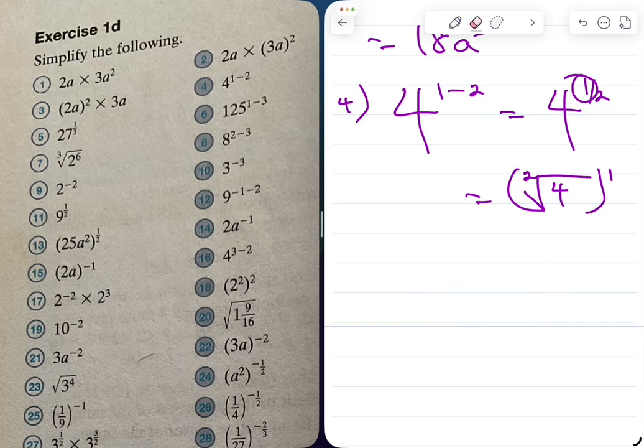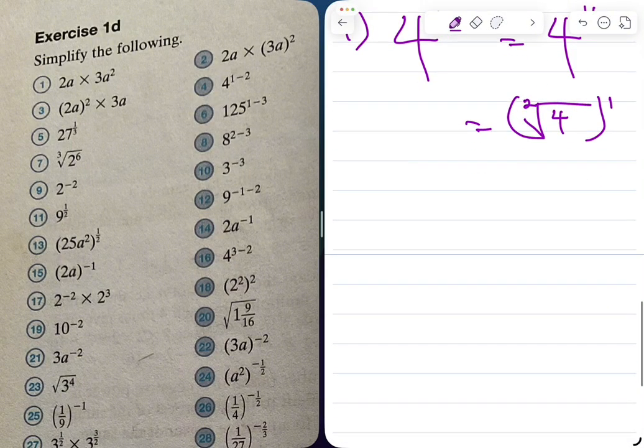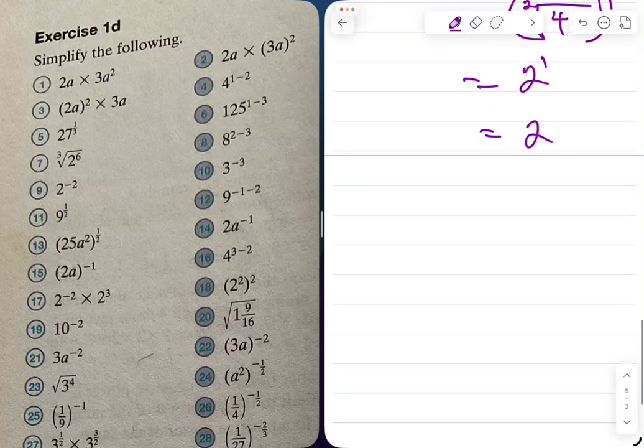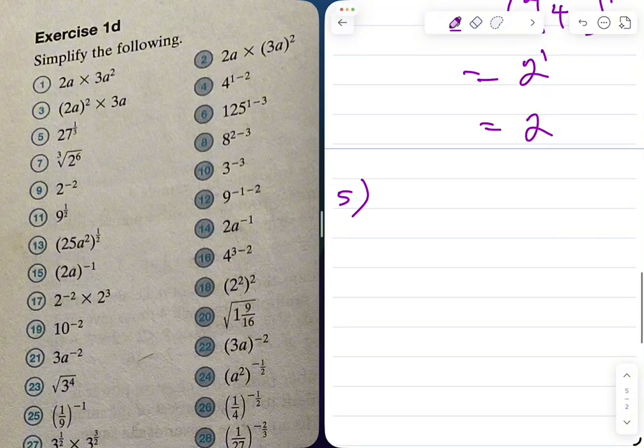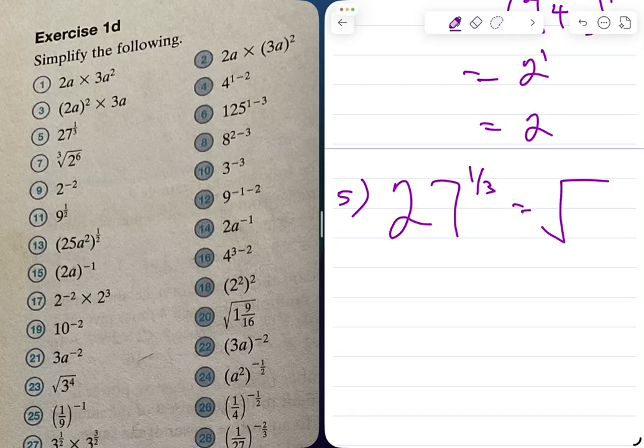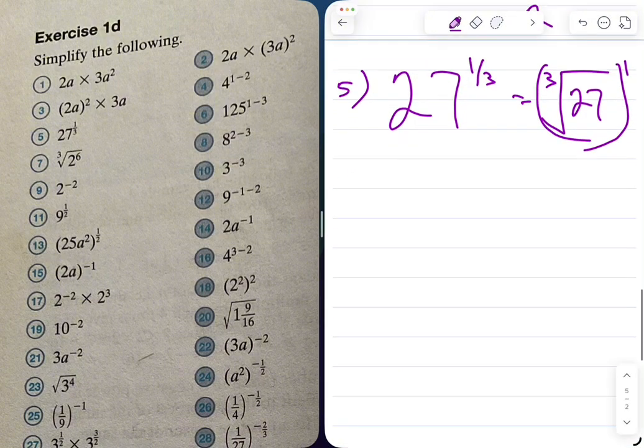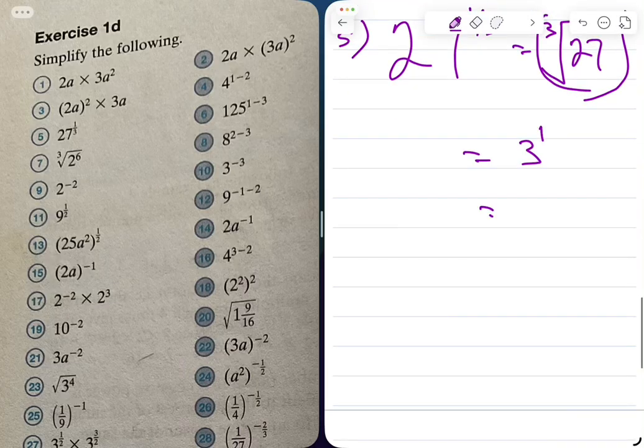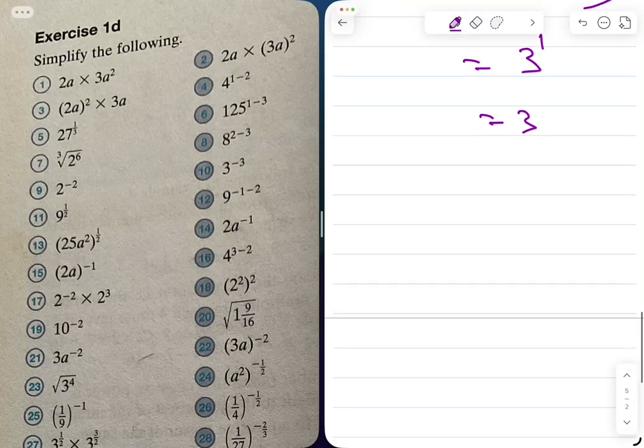So that simply means square root of 4. The square root of 4 is 2, and 2 raised to power 1 is 2. Now to the next, which is number 5. 27 raised to power 1 over 3. That simply means the cube root of 27 and the whole of that raised to power 1, which simply means the cube root of 27 is 3. That's 3 raised to power 1, which is 3. Now to number 6.